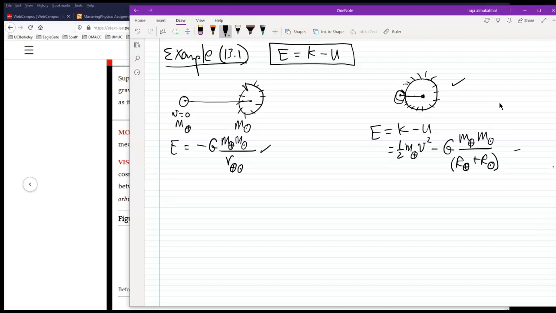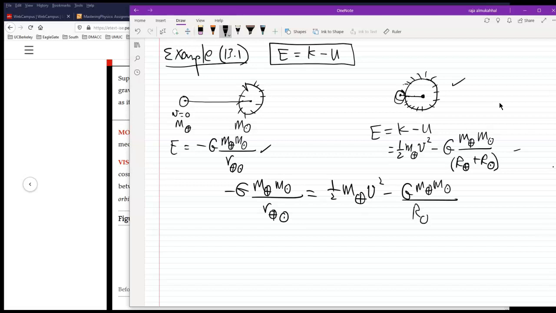Now, because of the conservation of energy, those two E's must be equal. So it becomes minus G, mass of the Earth, mass of the Sun, divided by the distance between the Earth and the Sun, equals 1/2 mass of the Earth, V squared, minus G mass of the Earth, mass of the Sun, over the distance between the two radii. And then all we need to do is solve for V. You just do the algebra.